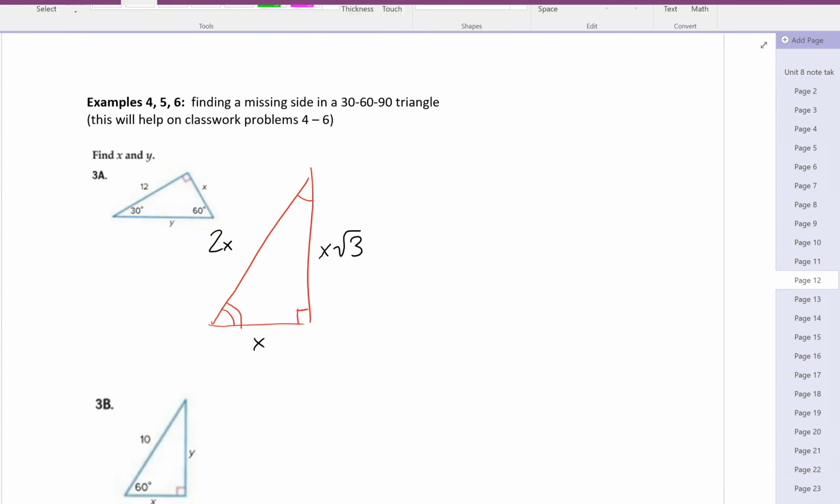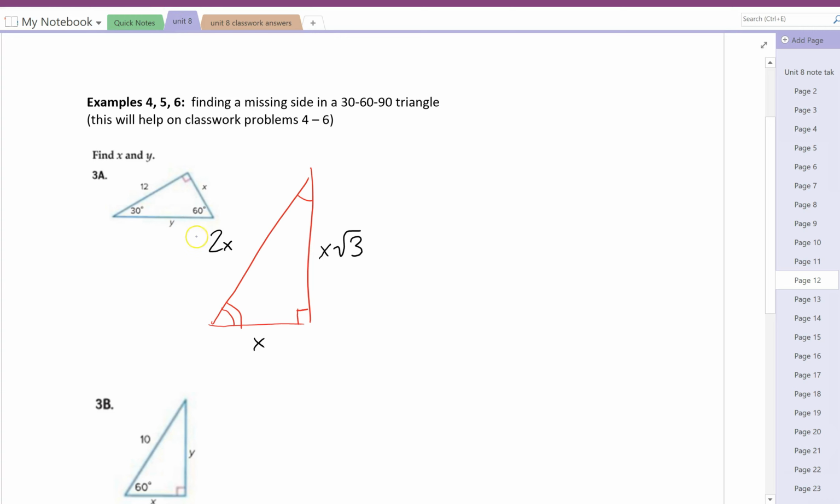But then what information does it give me about those sides? Well, it tells me that the hypotenuse right here, the one across from the right angle, is equal to y. It just leaves this one, the shortest side, as x, and then it tells me that the middle side back here is equal to 12.